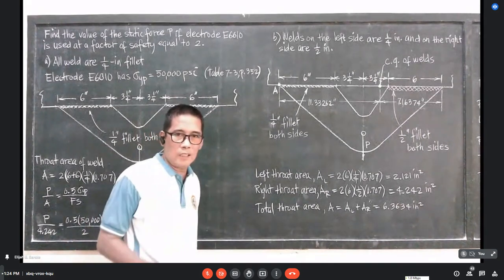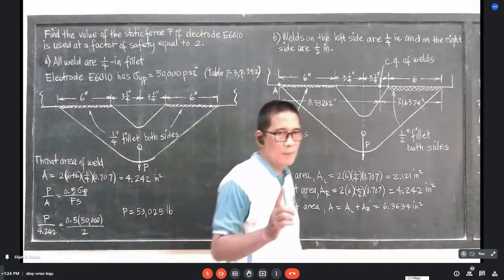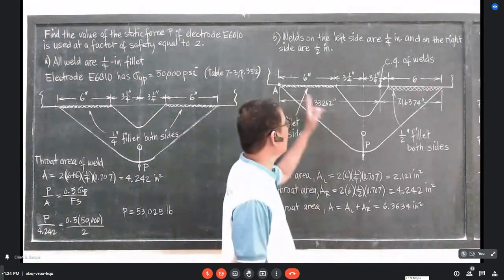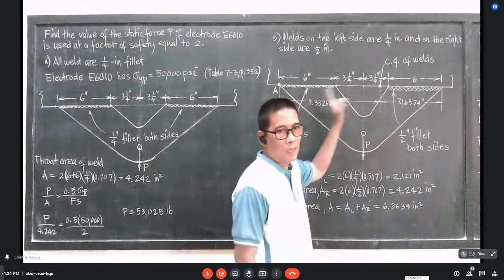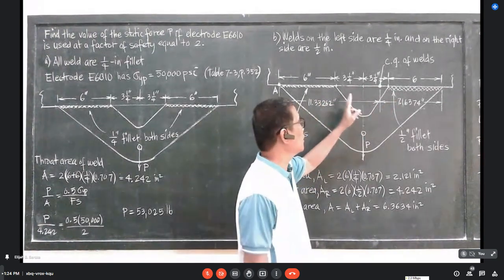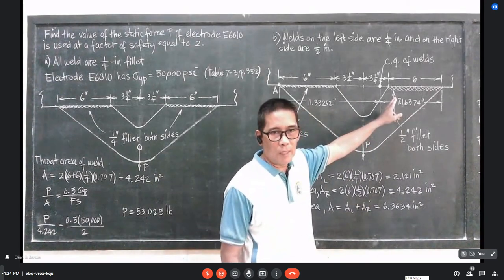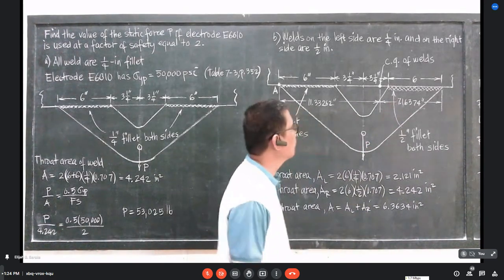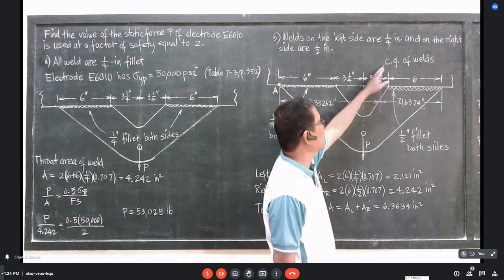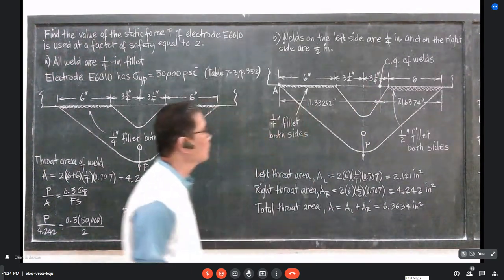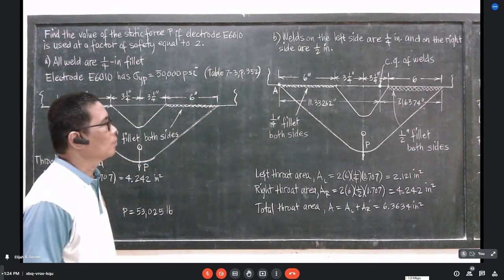Okay, there is a shift of the center of gravity because this is now not symmetrical. So we expect that the center of gravity will move to the bigger throat area. Okay, let us say this is your center of gravity.